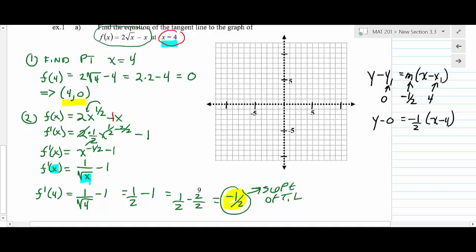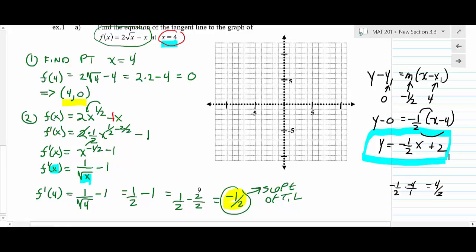I'm going to go ahead and just solve that for y. So y minus 0 is y. I'm going to multiply this out, so I've got negative 1/2 times x is negative 1/2 x. And then I've got negative 1/2 times negative 4, which is 4 over 2, so that's plus 2. You don't have to write that down. You can do that in your head. Any arithmetic you can do in your head is fine. So that would be the answer we're looking for, that's the tangent line right there. Let me pause there for a second before we do our graphing calculator. Is there any question about anything I did?